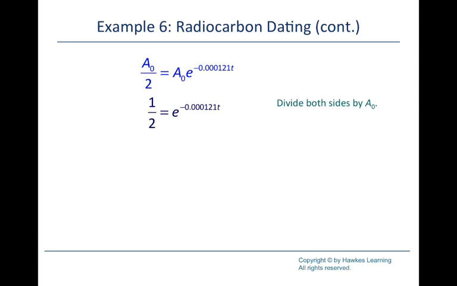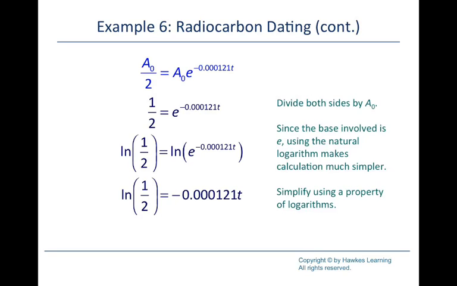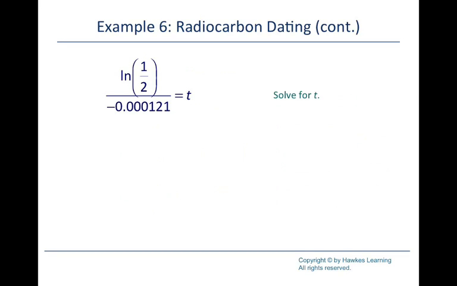Okay, A0 over 2 divided by A0 is 1/2. Then you take the log of both sides, and when you bring that exponent in front, you have the 0.000121t times the natural log of e, and then that's 1. That's why the natural log symbol went away on the right. Natural log of 1/2 divided by negative 0.000121, and you're going to get 5,728 years.